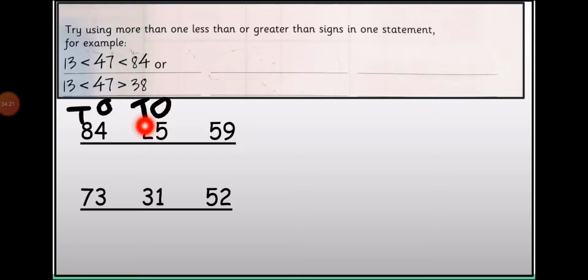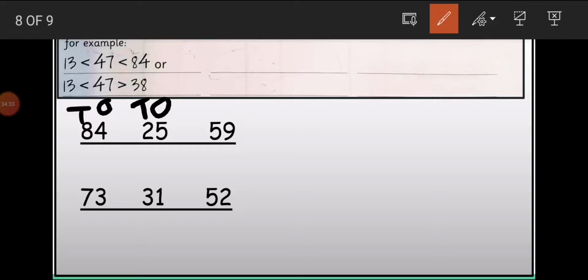If 8 tens is greater than 2 tens, then you put the greater than sign because 84 is greater than 25. And if 8 tens is less than 2 tens, then you put the smaller than sign. Now look at the next number, 59. 9 is ones, 5 is tens.